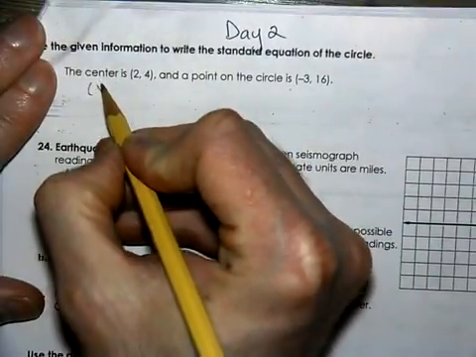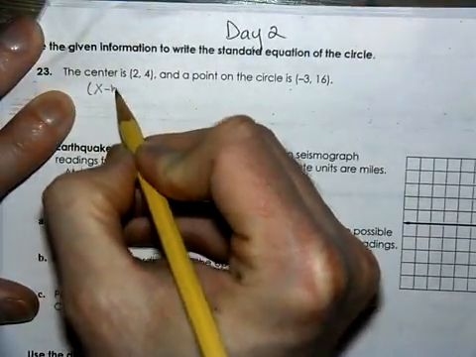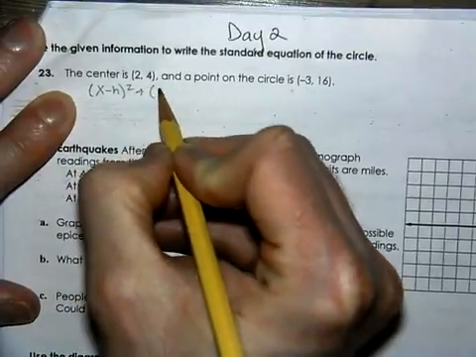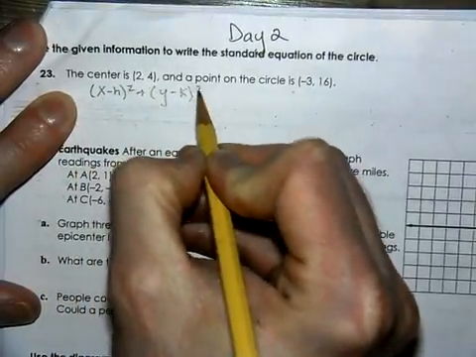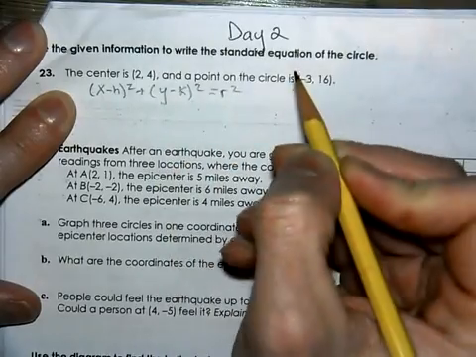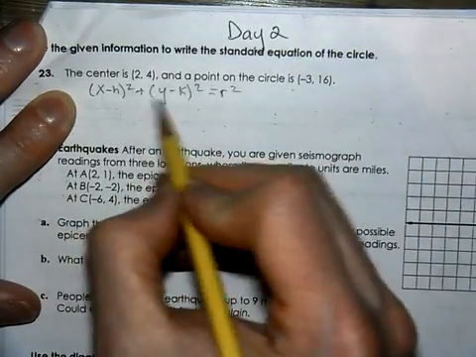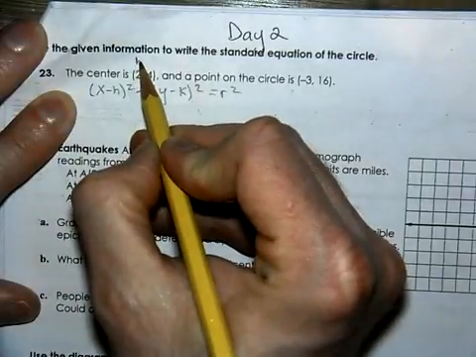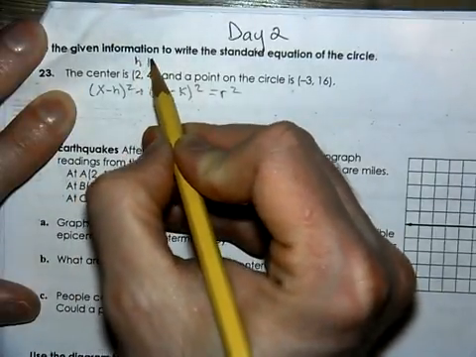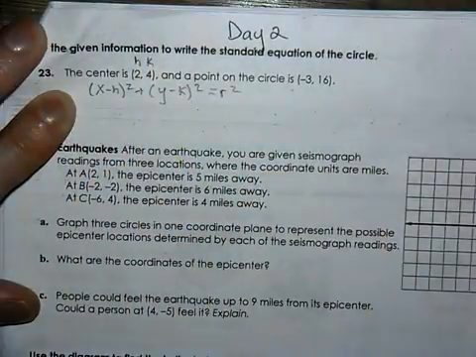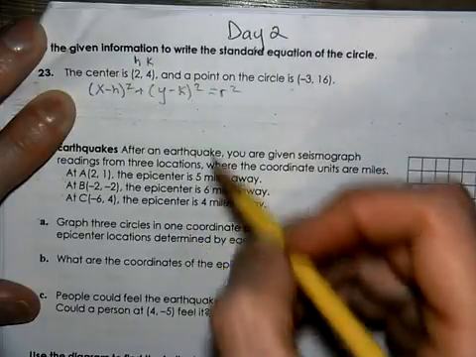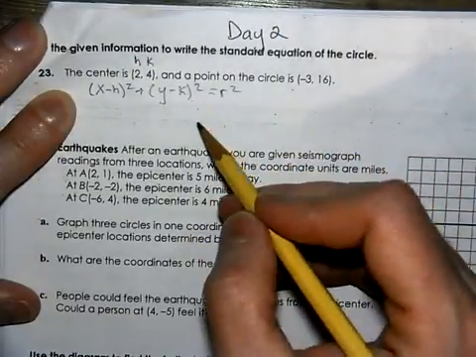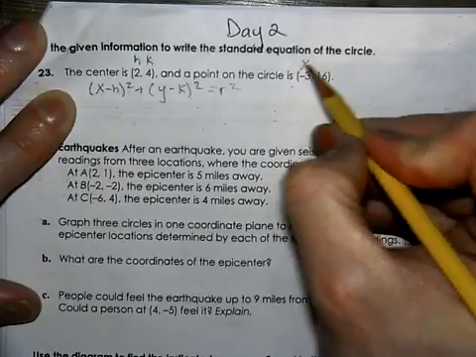Recall that a standard equation is always x minus h squared plus y minus k squared equals r squared, where h and k are the center. So if the center is at 2, 4, you know that the 2 is the h and the 4 is the k. And we have a point on this circle. So that is our x, y.